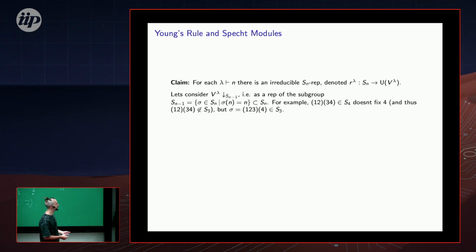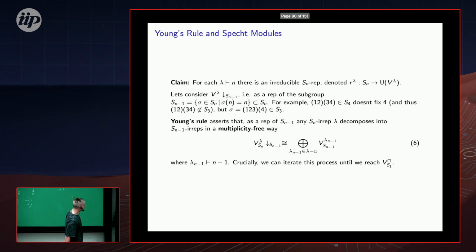That's the subgroup of Sn that fixes the last element. For example, the cycle (1 2 3 4) of S4 doesn't fix 4, but (1 2 3) does. So this 1, 2, 3 cycle belongs to this S3 subgroup in S4. There's this rule called Young's rule that asserts that when you restrict the irrep lambda into Sn minus 1, you get certain irreps of Sn minus 1 with multiplicity 1, not more than once.